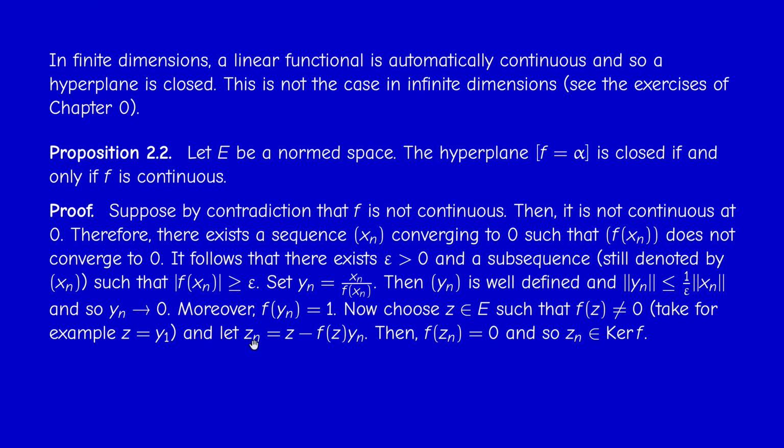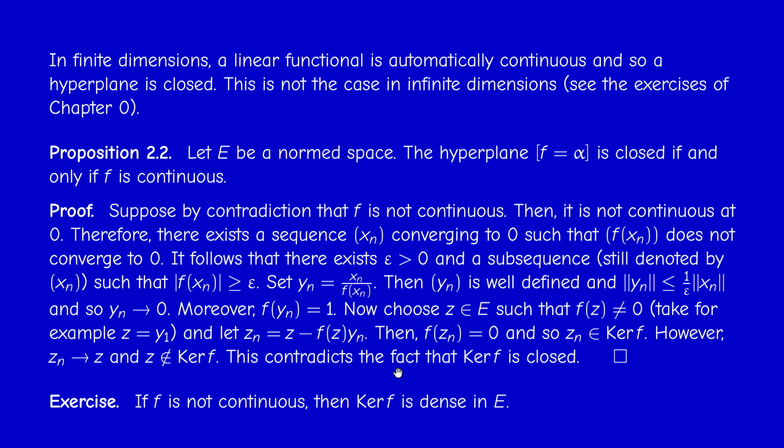But if you apply f to this equation, you get f of zn equal f of z minus f of z times f of yn. So you get f of z minus f of z, so it's 0. So actually zn is in the kernel, but it converges to z. But the kernel is closed, and this is a contradiction. So on one hand, we should get that z is in the kernel, but actually we know that by our choice, f of z not being 0 means that z is not in the kernel. So this is a contradiction. Therefore, our assumption was wrong. So the kernel is closed.